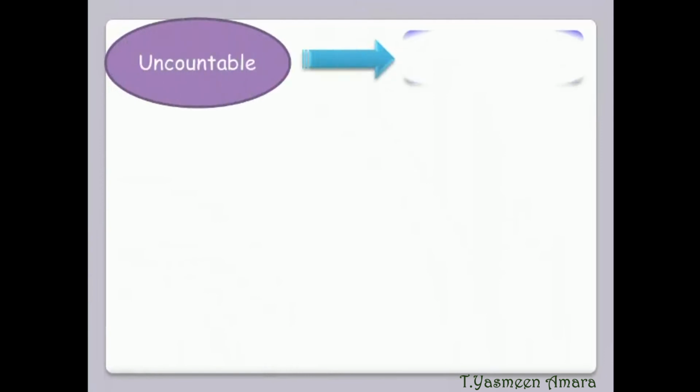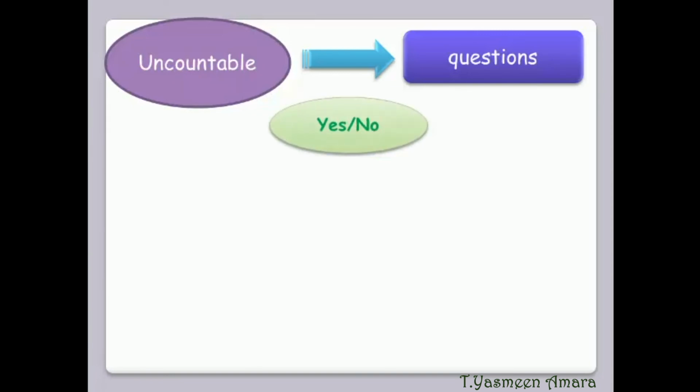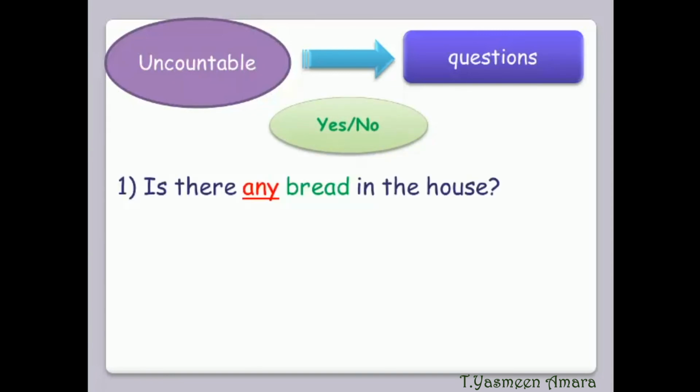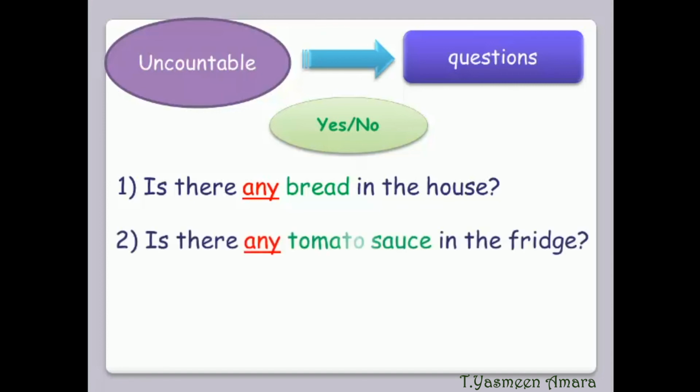Okay, let's continue with uncountable nouns in question form. The first part is yes or no questions. Number 1, is there any bread in the house? Any with questions. Bread is an uncountable noun, okay? Number 2, is there any tomato sauce in the fridge? Any with question form, and tomato sauce is an uncountable noun, okay?